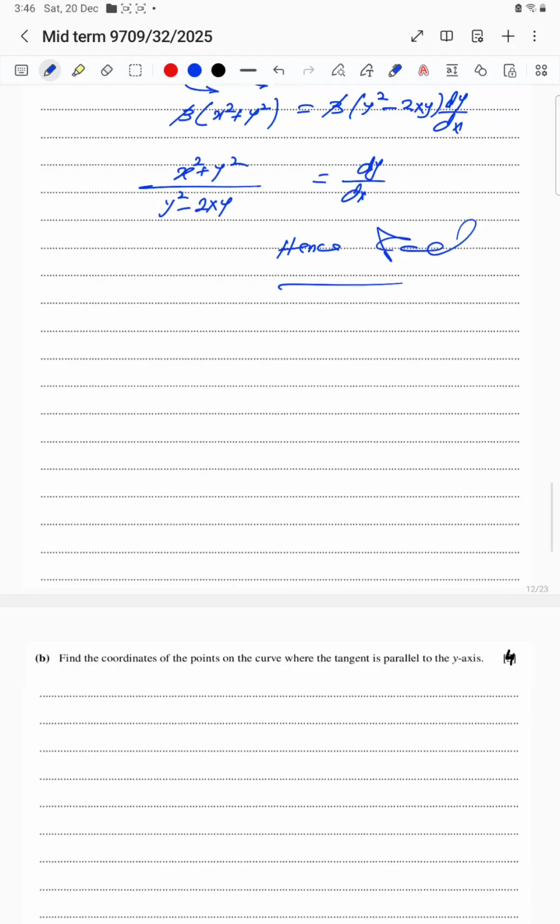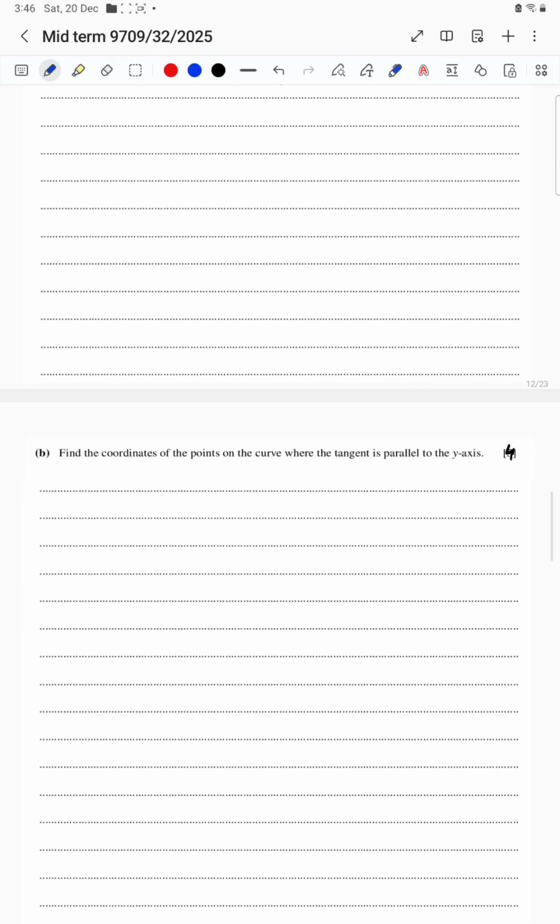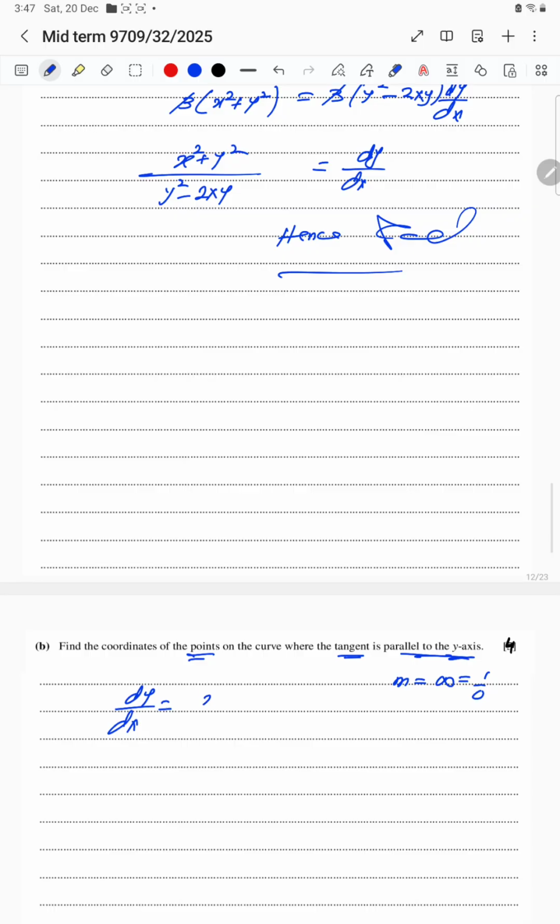This was the parametric equations. Find the coordinates of points on the curve where the tangent is parallel to the y-axis. When parallel to the y-axis we have gradient undefined, that is 1 over 0. So it means the gradient of the curve is dy by dx. We have just calculated it, that is x square plus y square over y square minus 2xy, that is equal to 1 over 0. So we can say it is y square minus 2xy equal to 0. I flip the term, cross multiplied.